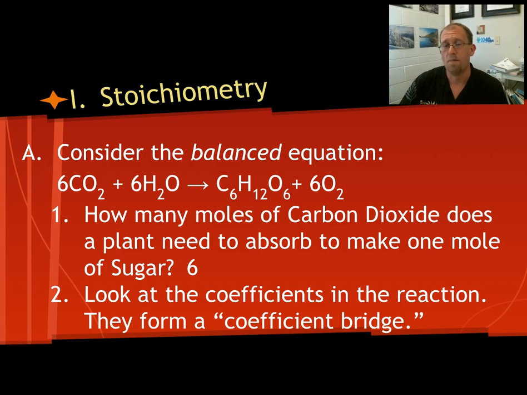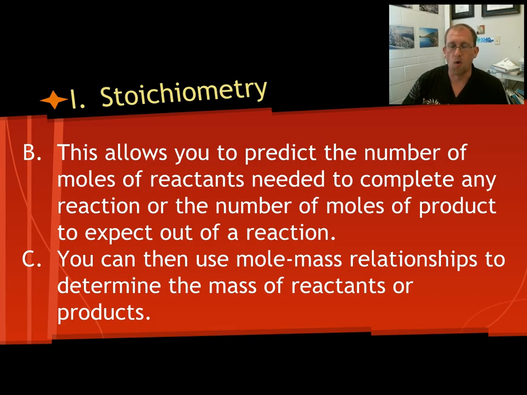This is a molar ratio, and so the moles are related to each other in a way that is predicted by the balanced chemical equation. Once again, the moles are given to you in the balanced chemical equation. It allows you to predict the number of moles of reactants needed to complete any reaction, or the number of moles of product that you expect to get out of a reaction. So this is a way of setting your expectations beforehand as a chemist: I'm going to need this much of these things to get this much of these things.